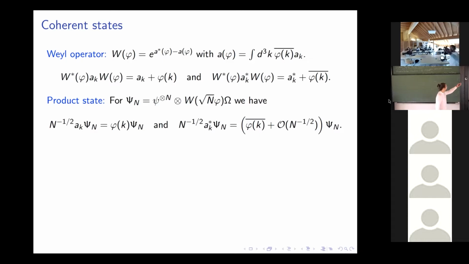And if one then uses the shifting property and also the fact that the annihilation operator acts on the vacuum, one sees that coherent states are eigenstates of the annihilation operator. So this action here of the scaled annihilation operator can just be replaced by a complex number. However, there are no eigenstates of the creation operator.